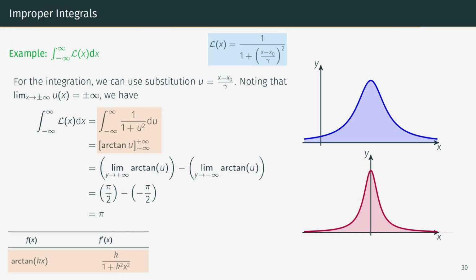This equals the limit as u goes to positive infinity of the arctangent of u minus the limit as u goes to negative infinity of the arctangent of u. This gives us pi over 2 minus negative pi over 2. And so the answer is pi. The pink graph shows the version of the Lorentzian after the substitution, and we can see that it's now recentered and renormalized.